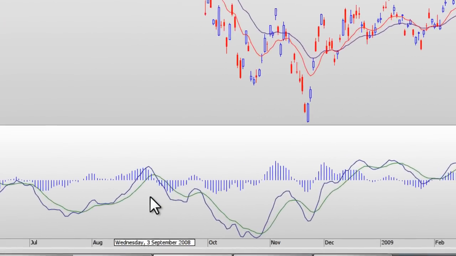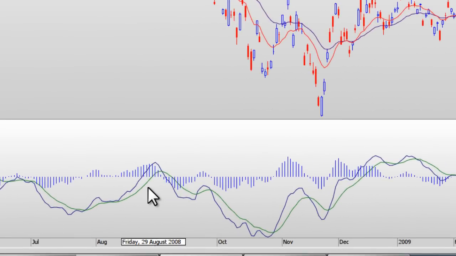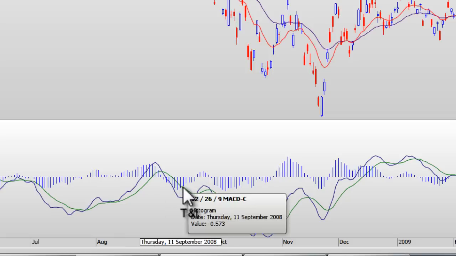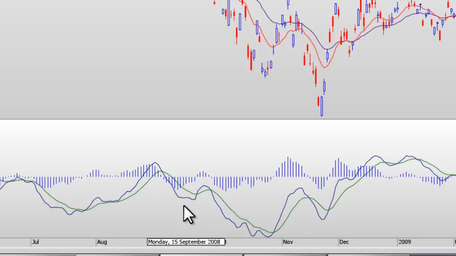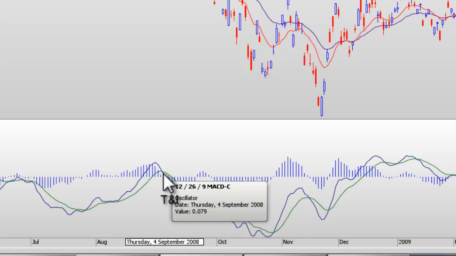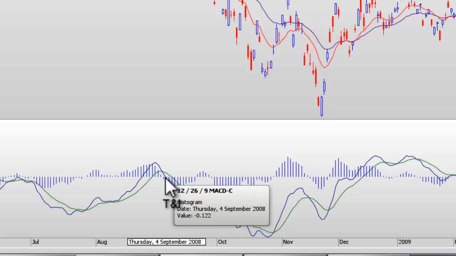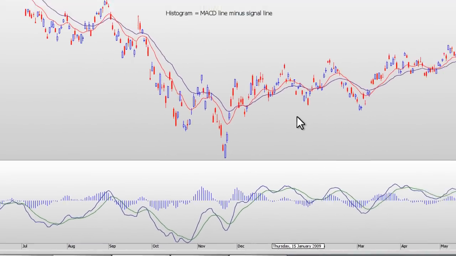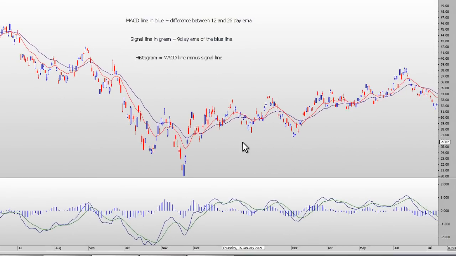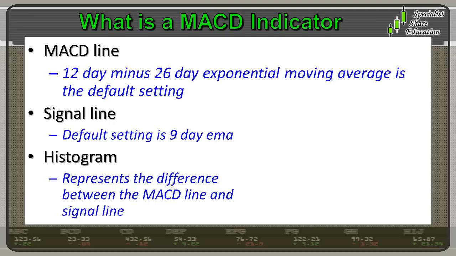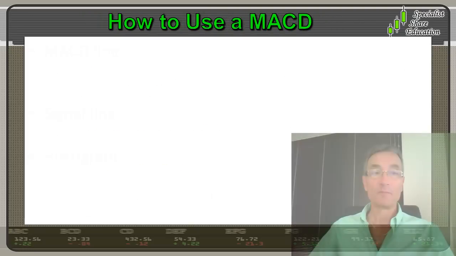Now the green line, which is the signal line, is just basically tracking that difference on a 9-day exponential moving average. And then the histogram itself is showing where those two lines cross over. So where the two lines cross is when the histogram is at zero. So hopefully that puts a little bit more clarity around how to actually interpret the MACD. Now let's just go back and have a look at how you can use that.